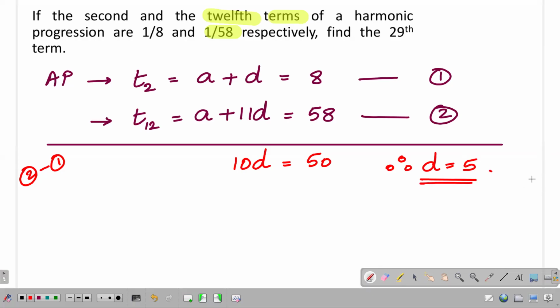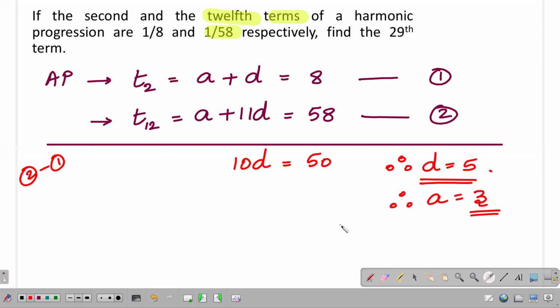Got it? Let this be here. Now substitute the value for d in one of the equations. You will get the value for a. What is a? a becomes 3. You can check: 3 plus 5 is equal to 8. 3 plus 11 into 5, 55. 55 plus 3 comes as 58. It satisfies the condition beautifully.